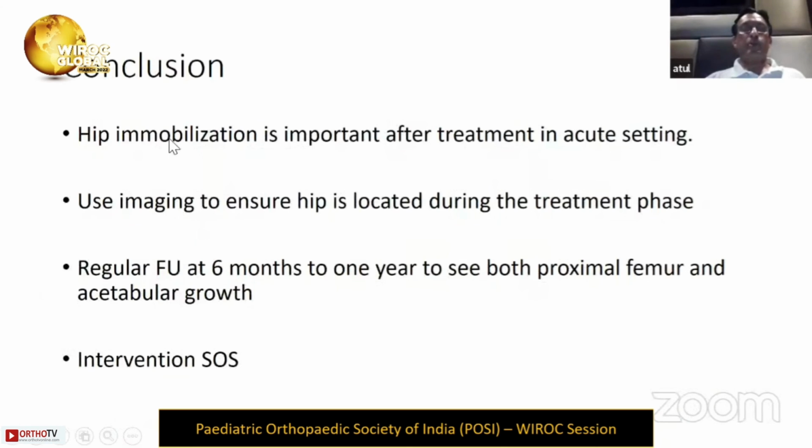So in conclusion, hip immobilization is important after treating acute septic arthritis. Use some kind of imaging, at least ultrasound or MRI if possible, to see that the head is located. Even after doing the surgery, follow these children every 6 months to 1 year to see both the femur as well as the growth of the acetabulum and intervene when required.